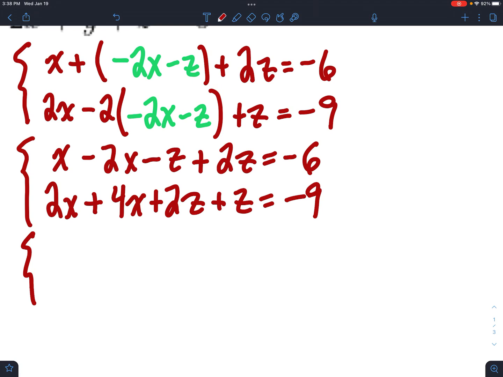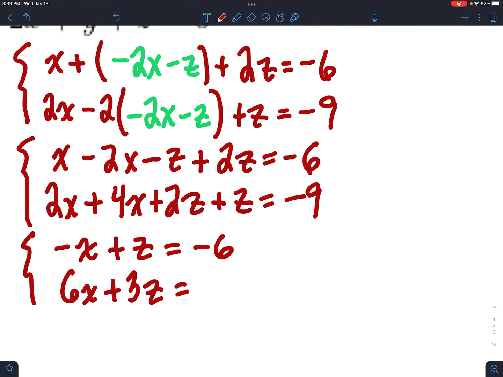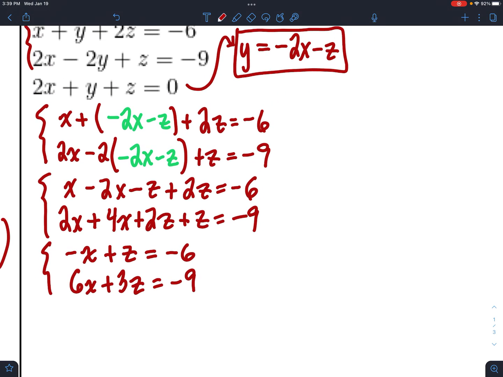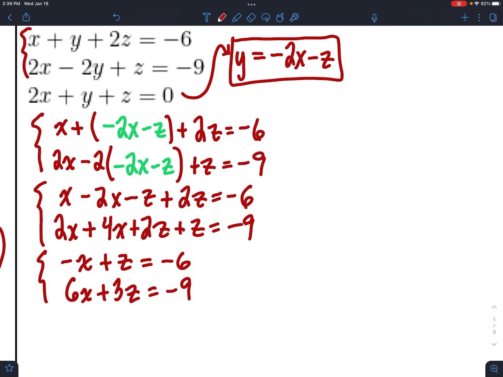First equation, I got x minus 2x. That's minus x. I have minus z plus 2z. That should be plus z. So that's looking very good. Next equation, I have 6x plus 3z equals minus 9. Okay, let's just take a moment and make sure that everything looks correct.